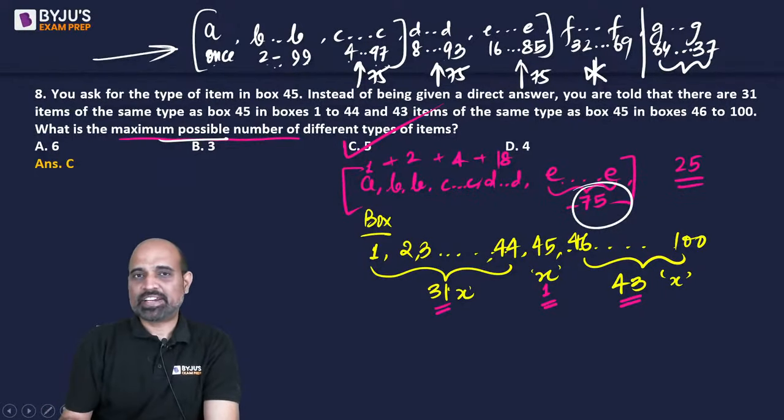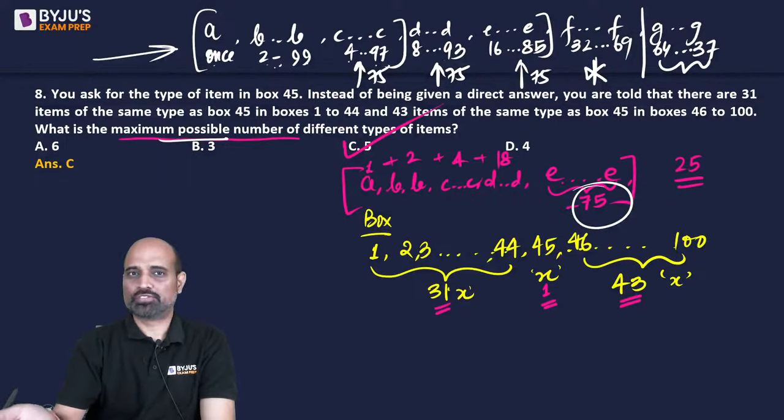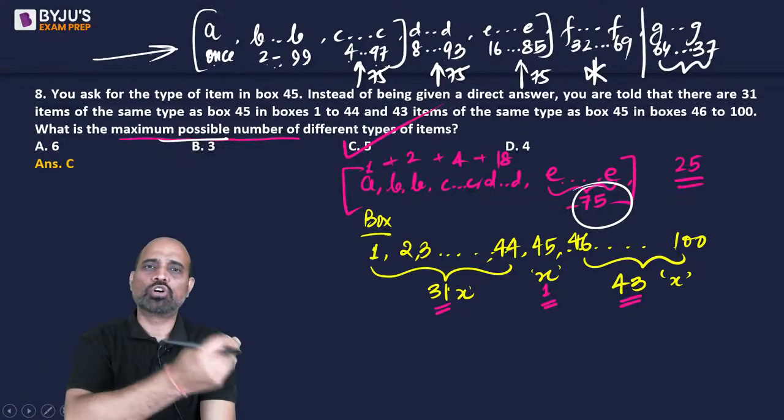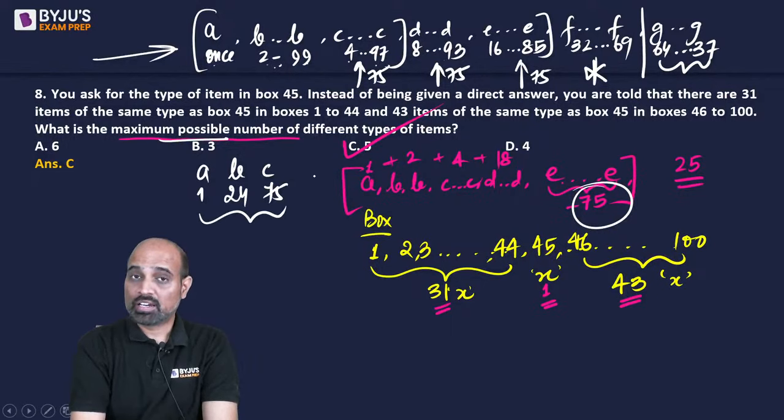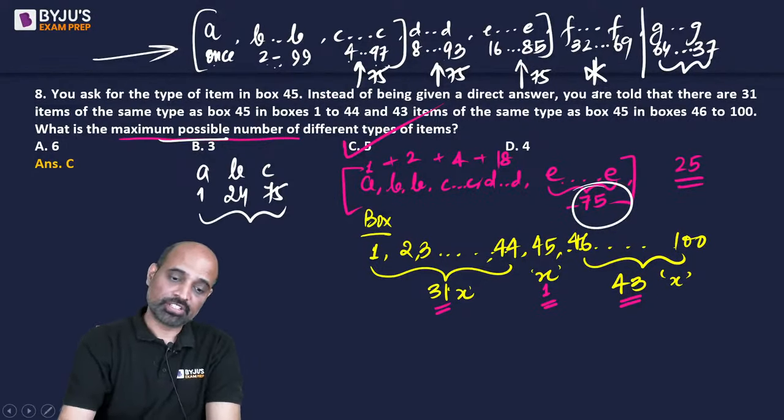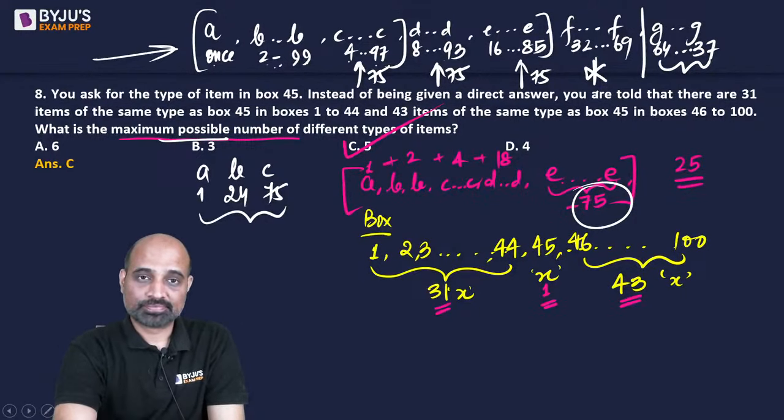Because if C is 75, B could be at most 37. 37 plus 75 is good enough, right? That alone is more than 100, so we will minimize B further. So it's more like A is 1, B is going to be 24 and C is going to be 75. So minimum 3 items you can have and at most 5. Good, Divij. Good.